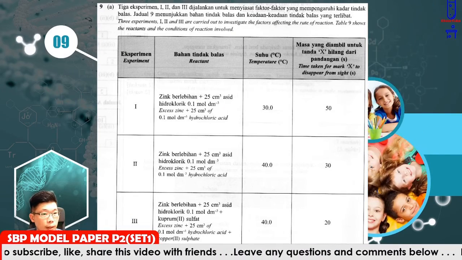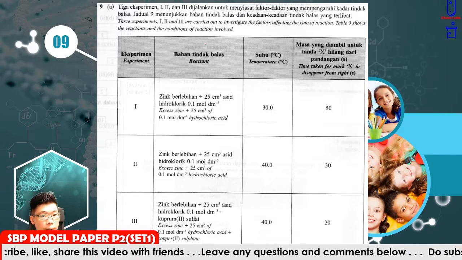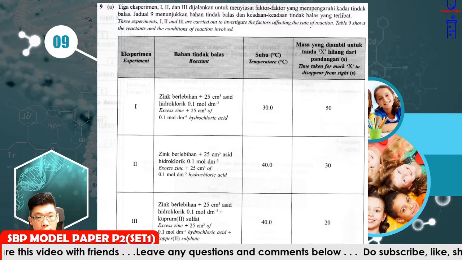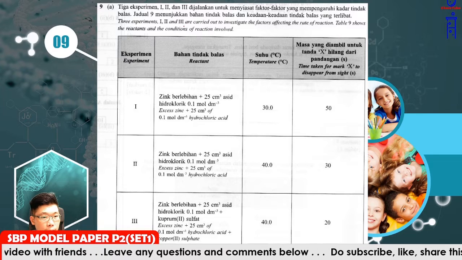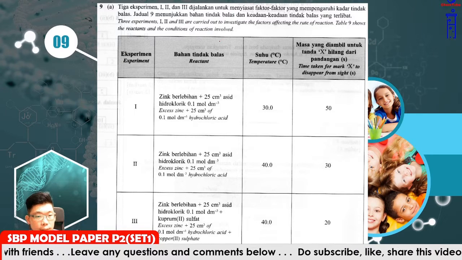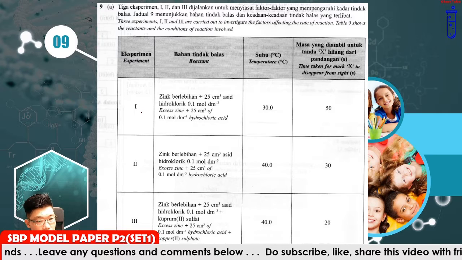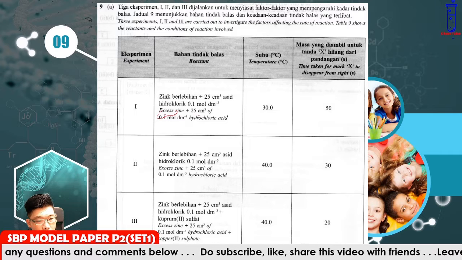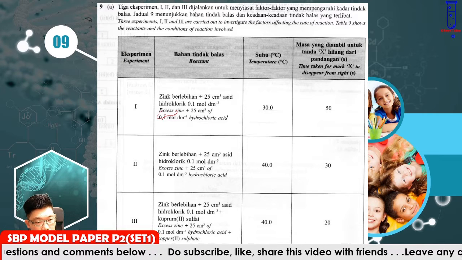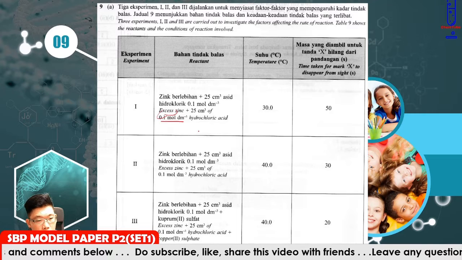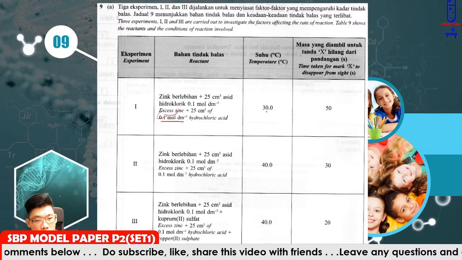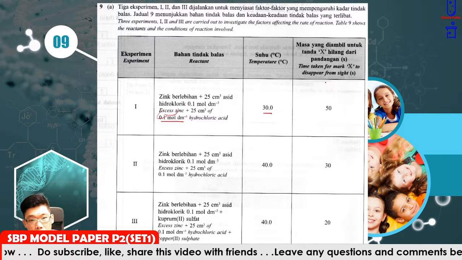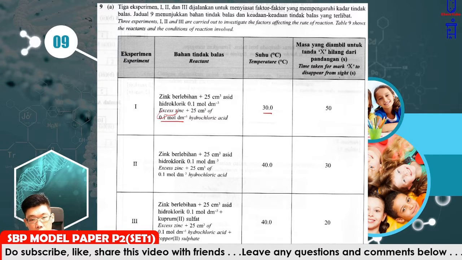Essay question number 9. 3 experiments 1, 2, and 3 are carried out to investigate the factor affecting the rate of reaction. The table shows the reactants and the condition of the reactants involved. So here, reaction 1, excess zinc reacts with hydrochloric acid. The concentration is 0.1 mole per cubic decimeter. The temperature here is 30 degrees Celsius. Here is the time taken for the X mark to disappear from sight.